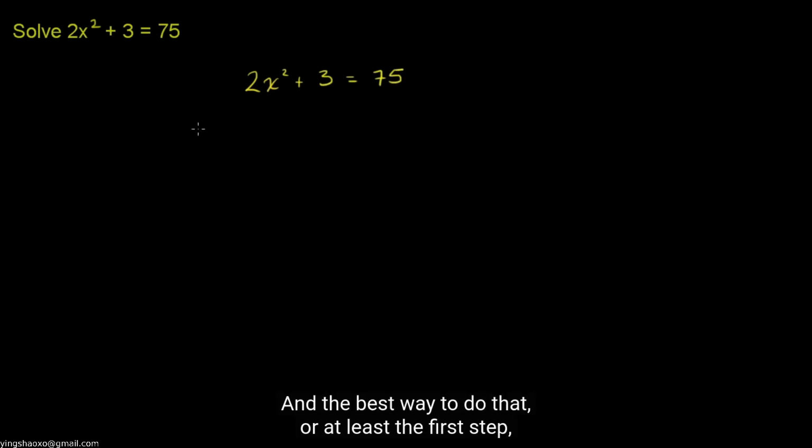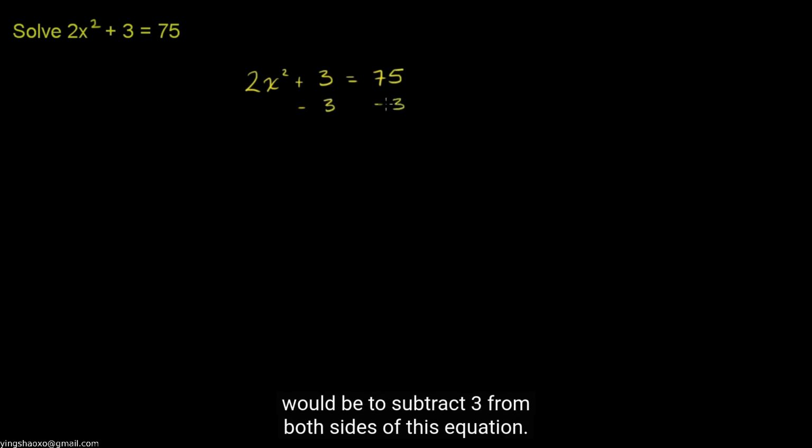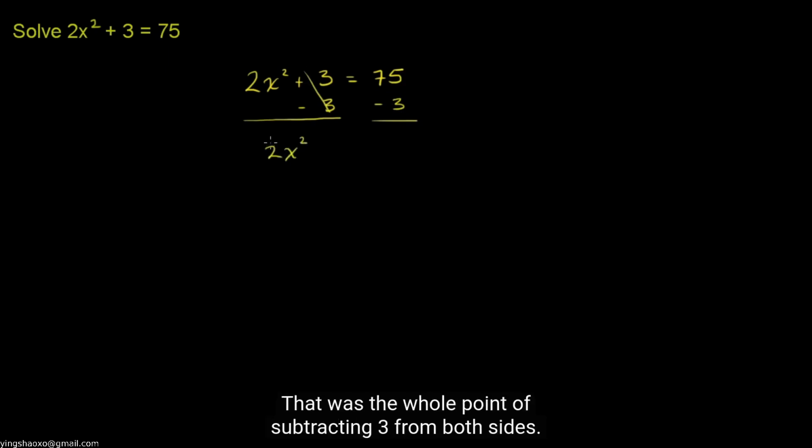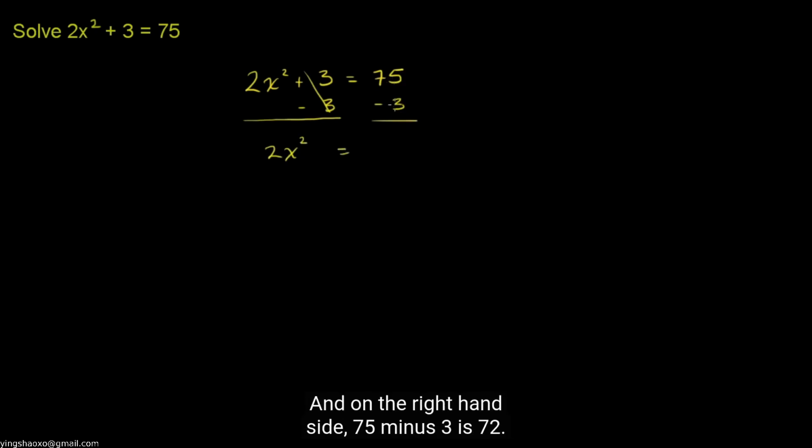The best way to do that, or at least the first step, would be to subtract 3 from both sides of this equation. So let's subtract 3 from both sides. The left-hand side, we're just left with 2x squared. That was the whole point of subtracting 3 from both sides. And on the right-hand side, 75 minus 3 is 72.